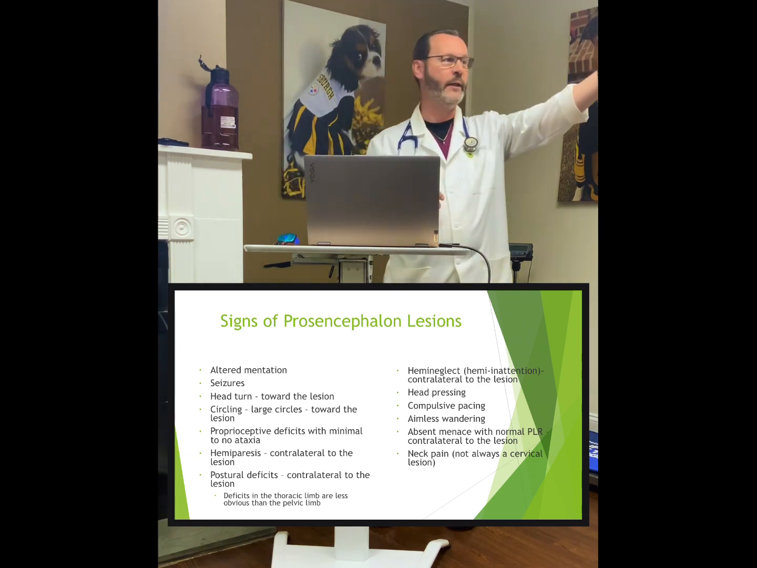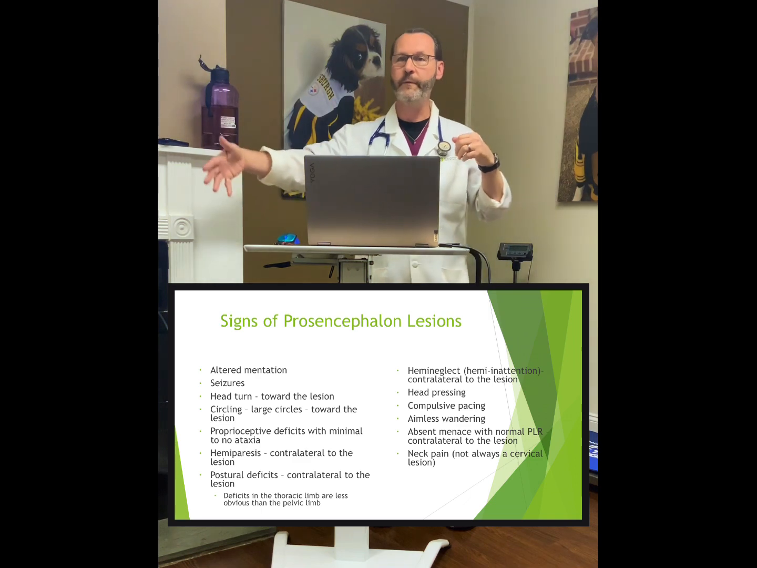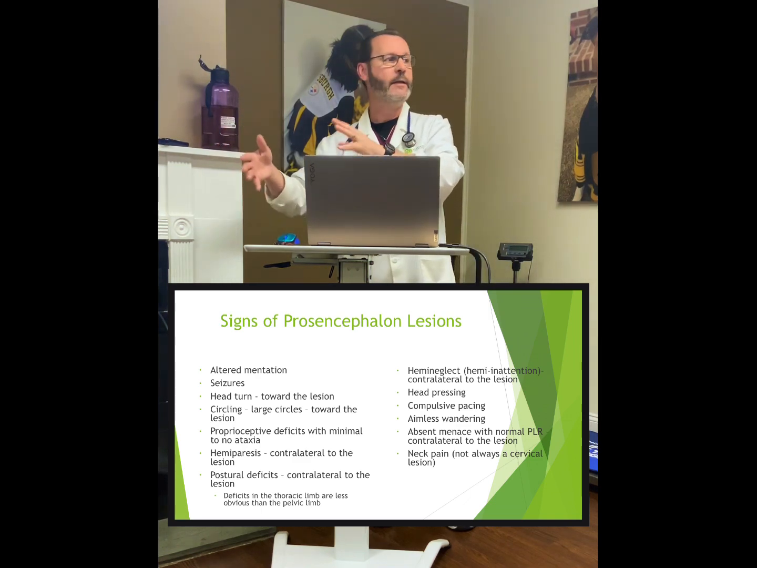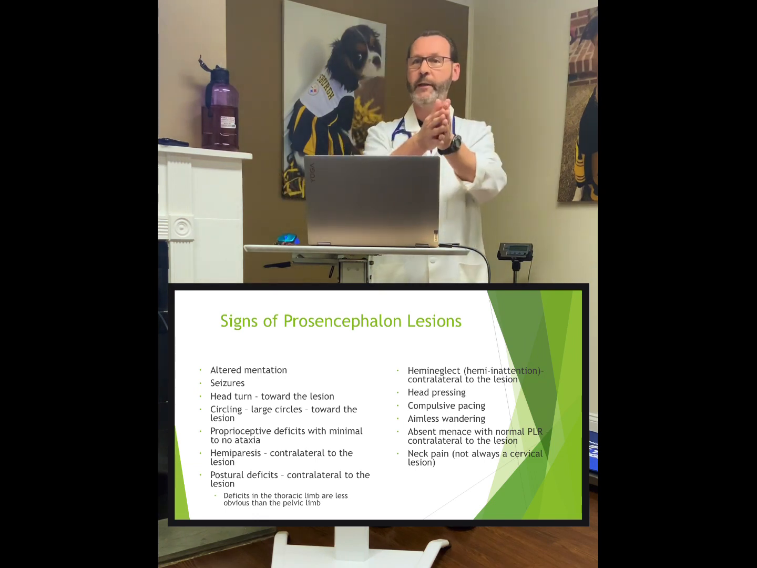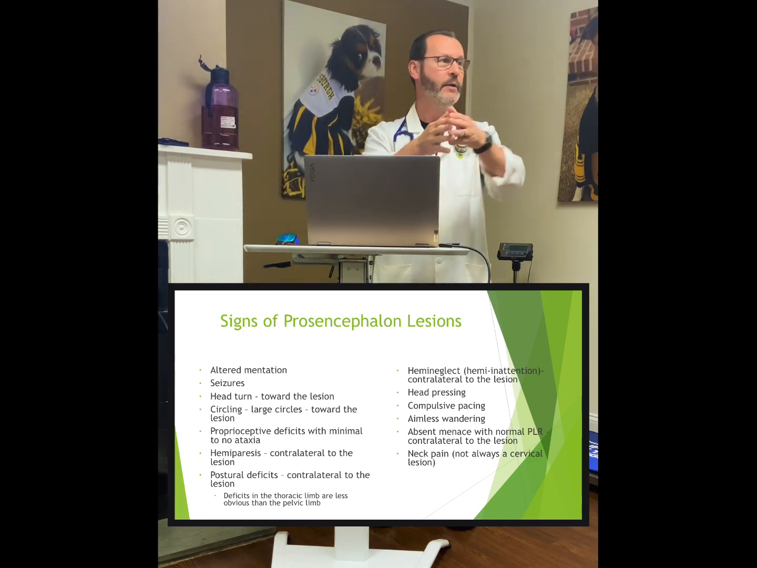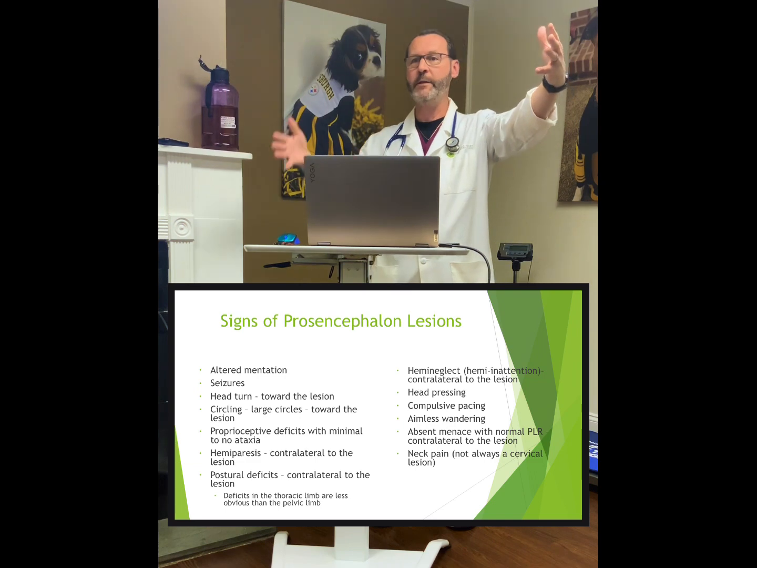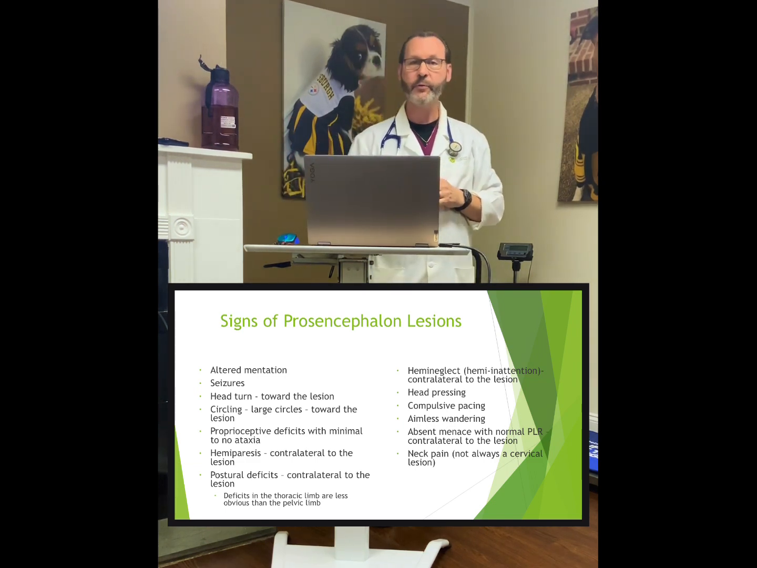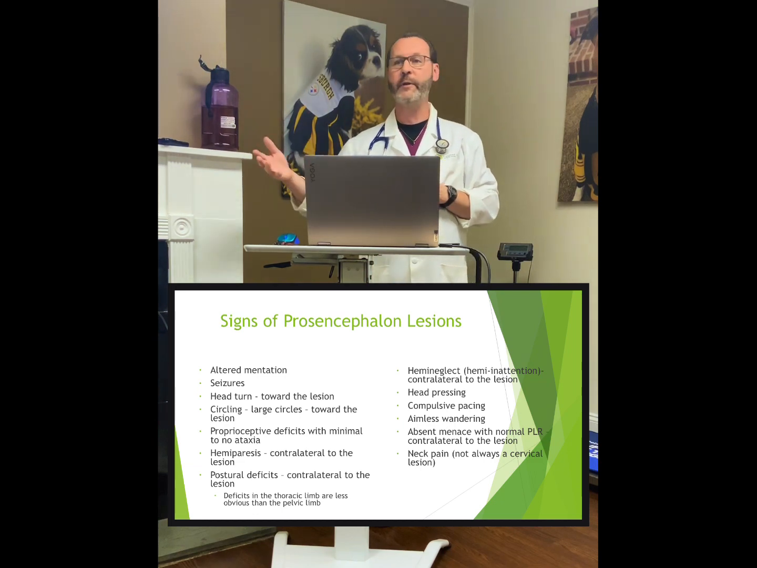So if you have a left forebrain lesion and you do your proprioceptive testing, or you see if there's weakness or decreased function, it's going to be on the opposite side. Because remember, in the midbrain, you have that decussation. So from a forebrain lesion, you're going to have contralateral signs in the spinal cord or in the limbs. Postural deficits, same thing. It's going to be on the contralateral side.